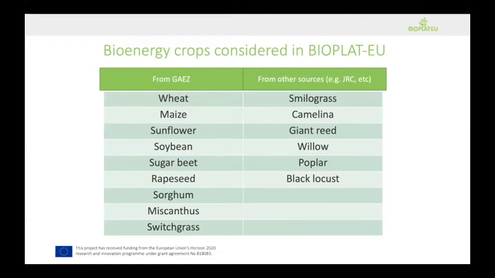So on the left part are all the crops for which we could use the information from the GAEZ tool. And unfortunately, on the right side, we have the crops that are not covered by the GAEZ, so we couldn't find maps and information from it. But of course we have them in the tool, in the analysis, because we were able to find maps, information and layers from JRC and other secondary literature.